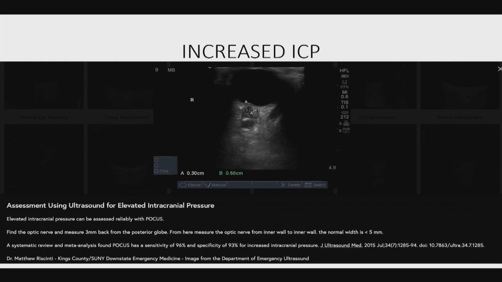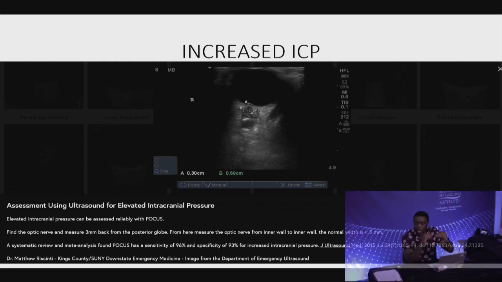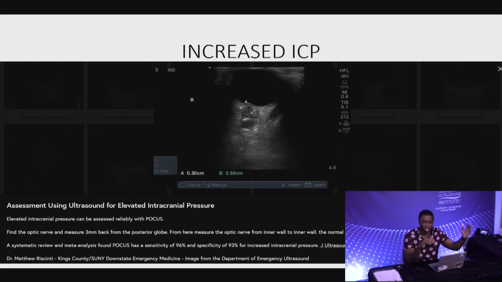If it's between 5 and 6, what do I really do with this? Do they really have increased ICP, or is that normal for them? Different studies have shown that between 5 and 6 could still be normal for some people. So just remember the number greater than 6. You're measuring back 3, you're measuring across. If it's greater than 5, that's good, but greater than 6, it's even more sensitive and specific for increased ICP.